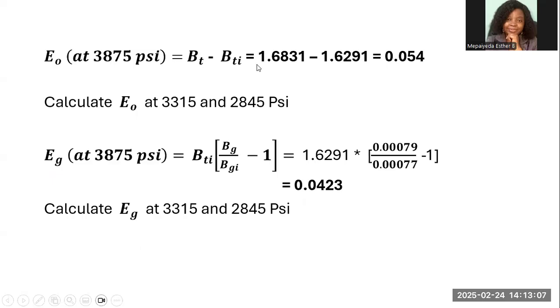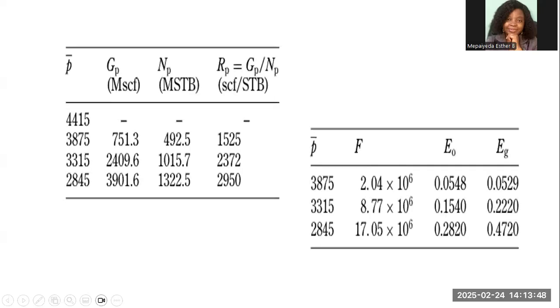Your EO is BT minus BTI, which you have as 0.054. So calculate your EO at 3315 and 2845 psi. Key in the values from the production data you're given into Excel, or do it by manual calculation, punching your calculators. And then your EG is BG over BGI minus 1. At 3875, you have 0.0423, so calculate your EG at 3315 and 2845 psi. You get all that.